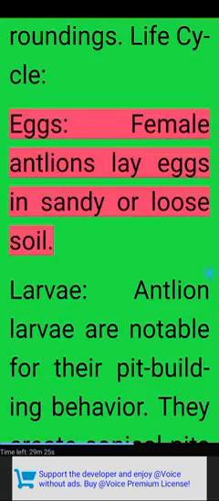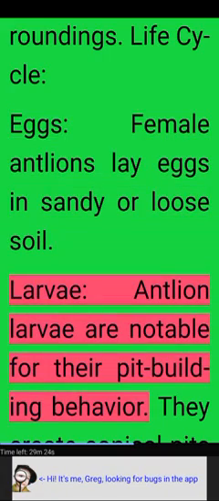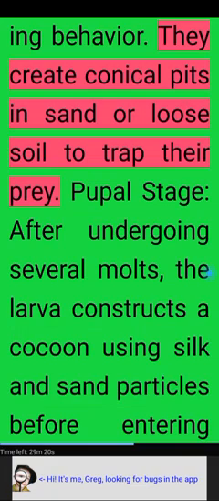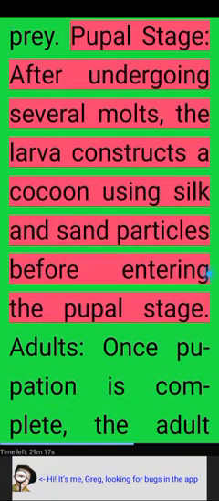Life cycle. Eggs. Female antlions lay eggs in sandy or loose soil. Larvae. Antlion larvae are notable for their pit-building behavior. They create conical pits in sand or loose soil to trap their prey. Pupal stage. After undergoing several molts, the larva constructs a cocoon using silk and sand particles before entering the pupal stage. Adults.